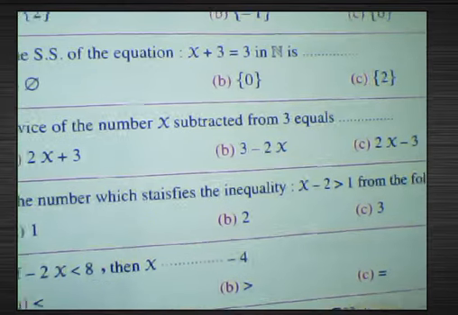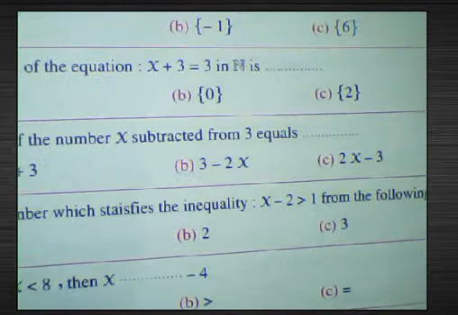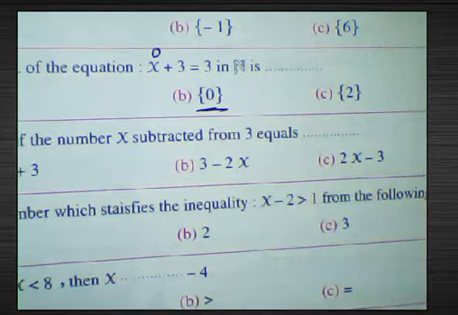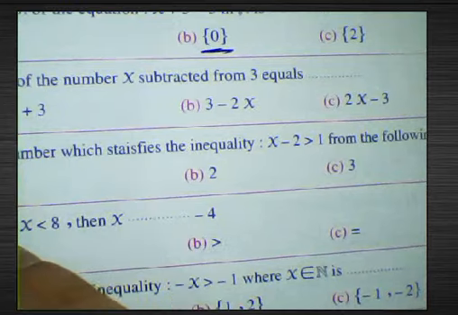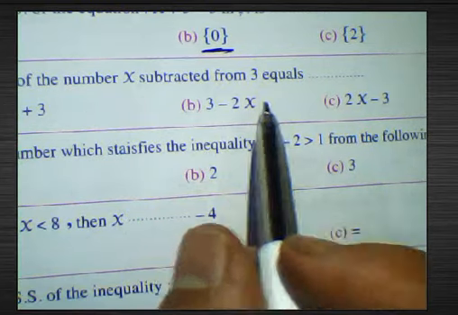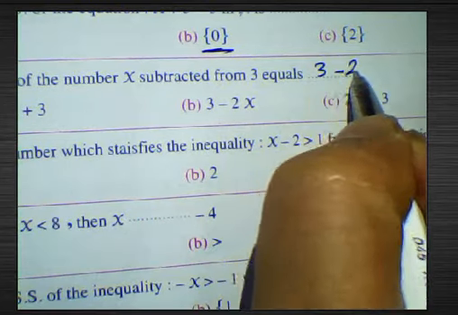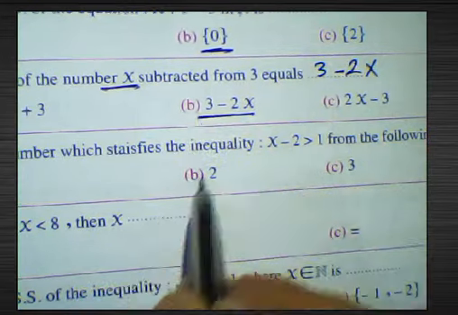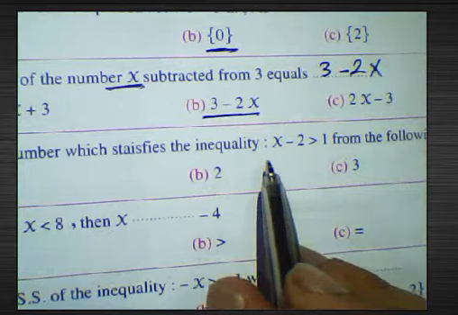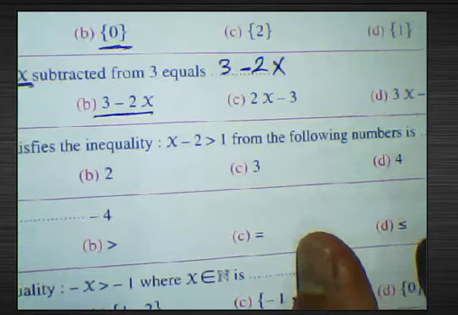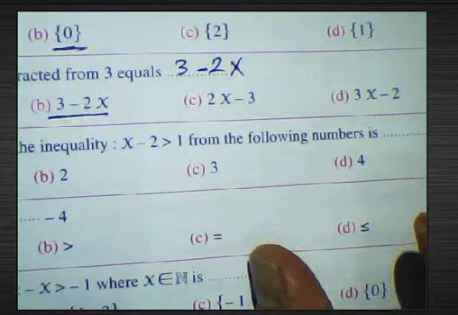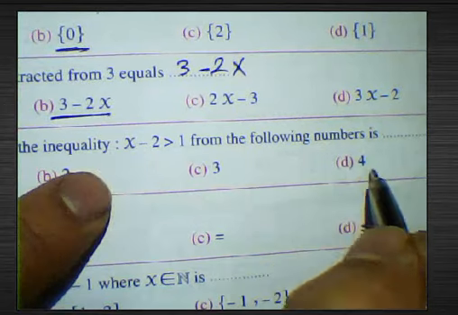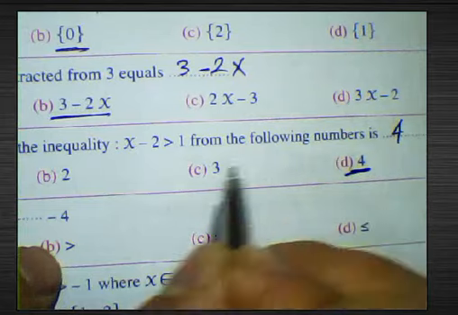The solution set of the equation x plus 3 equals 3: then x equals 0, the set of 0 in natural numbers. Twice a number x subtracted from 3 is 3 minus 2x. The number which satisfies the inequality x minus 2 greater than 1 from the following numbers is 4, because 4 minus 2 equals 2. We must write 4 here. It satisfies the inequality.